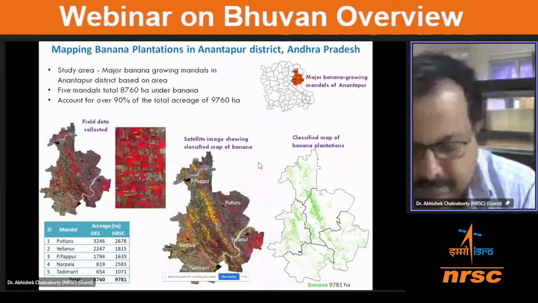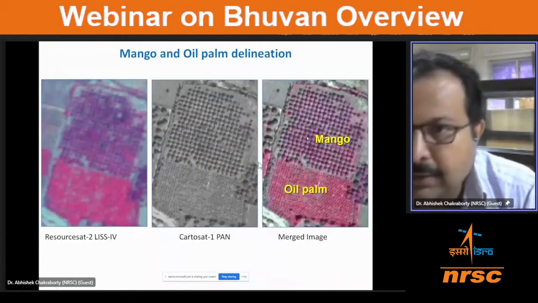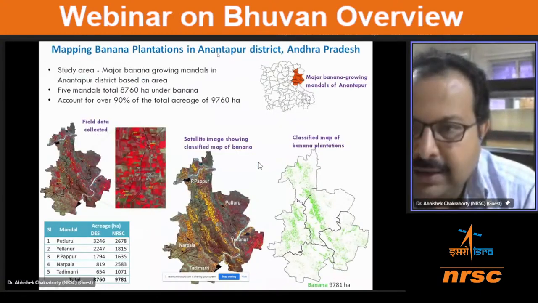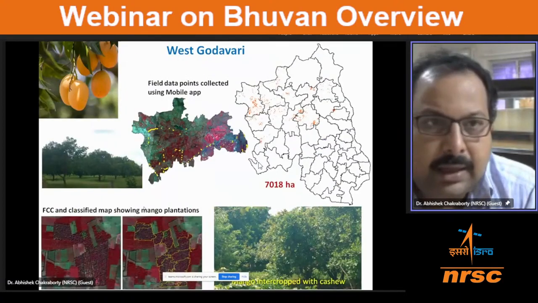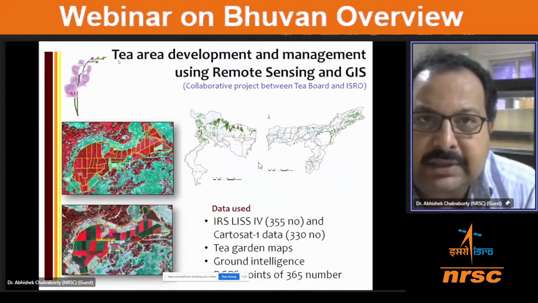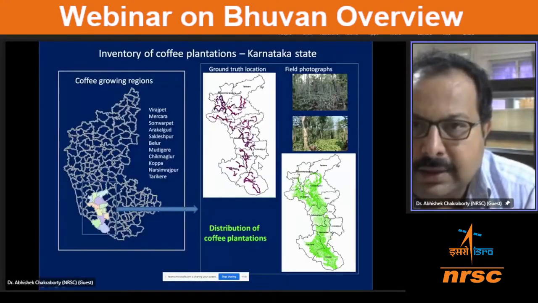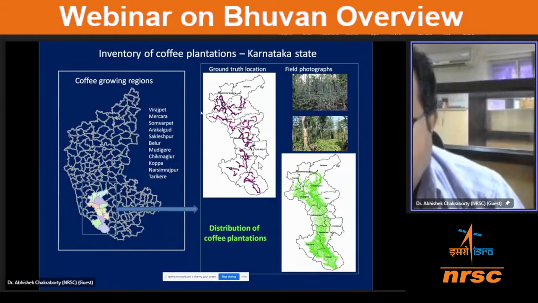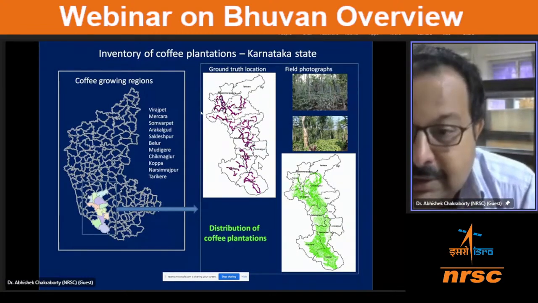Based on this, we have used object-oriented classification to take care of the color, the vegetation signature, and also the texture part. Using that, we have mapped the banana plantation of Anantapur, and in the Godavari region we have mapped cashew plantations and mango plantations. The whole of the tea gardens were mapped over the northeastern region, and also coffee plantations in Karnataka and rubber in Tripura and other parts. So right now, importantly, we have the base layer map for the majority of horticultural crops, not only tabulated values, we have a spatial map of it.